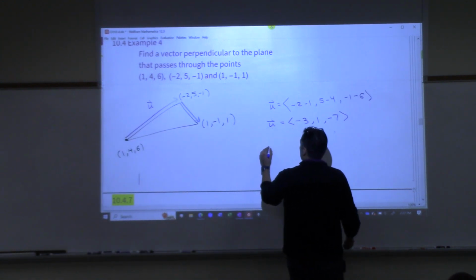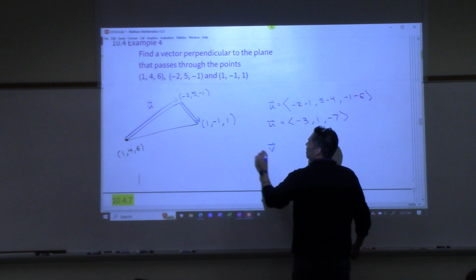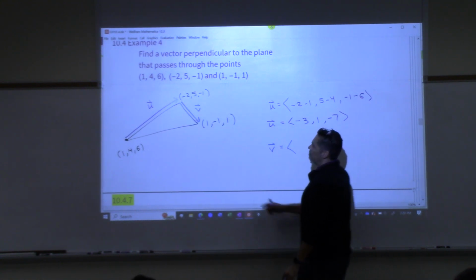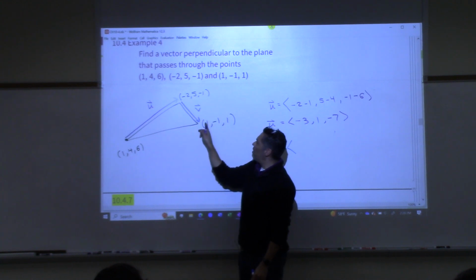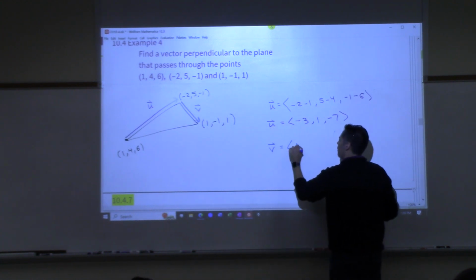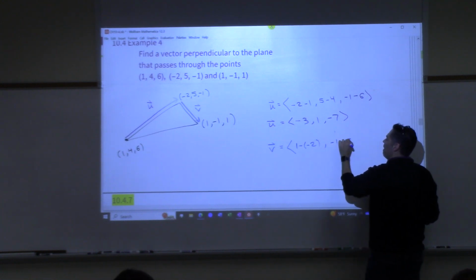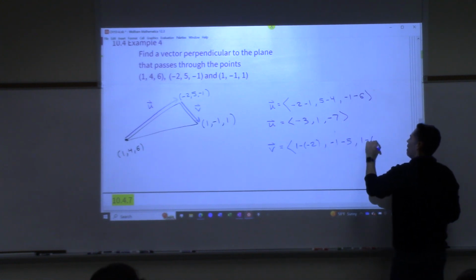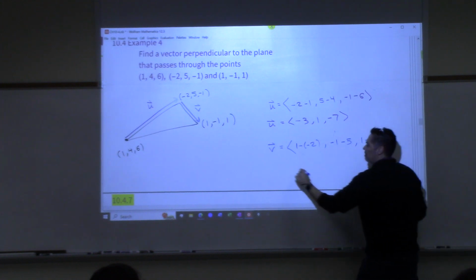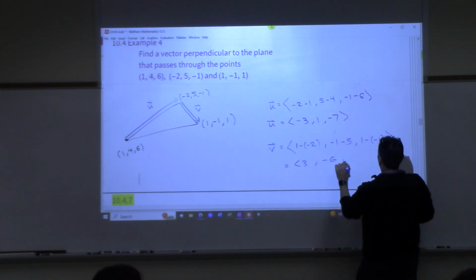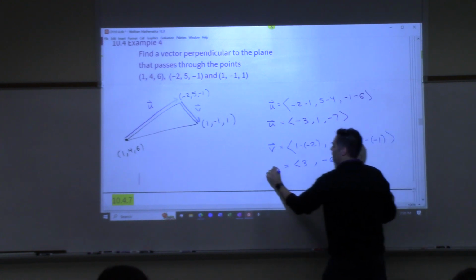So all right, now to get V, which will be this vector here. Since we're going to go from here to here, I'm going to go 1, take away -2, comma, and then -1, take away 5, and then 1, take away -1. Just be careful with your signs there. This should be 3, -6, 2. That's your V vector.